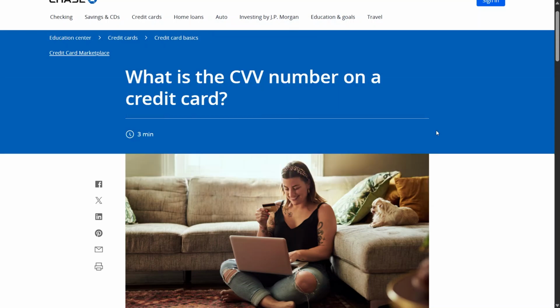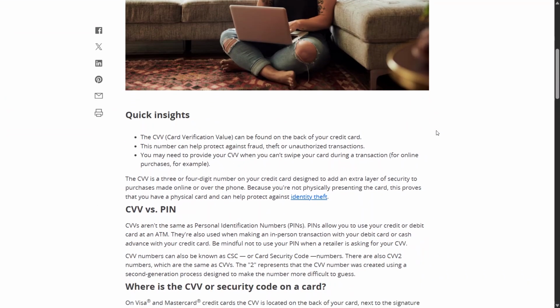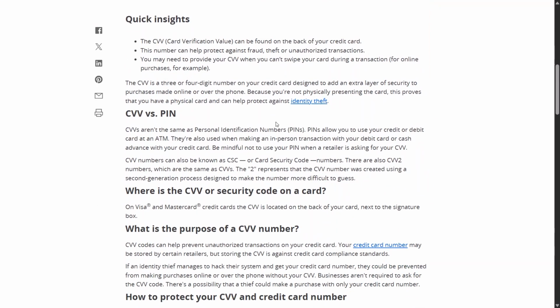First, it's important to know that the CVV, which stands for Card Verification Value, is a security code used to help protect your card from unauthorized transactions. For most Chase Visa and MasterCard credit cards, the CVV is not displayed inside the Chase app. Instead, you can find it printed directly on your physical card.